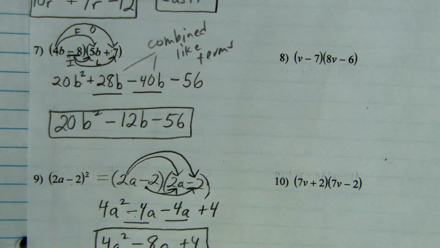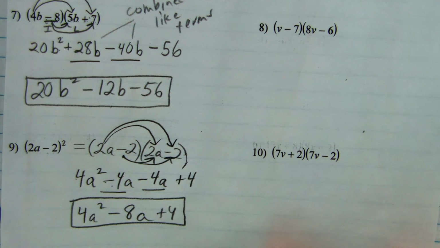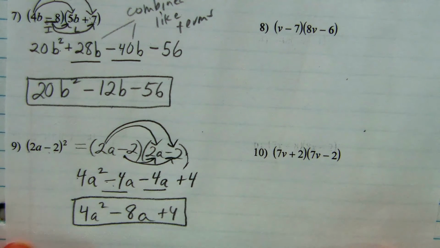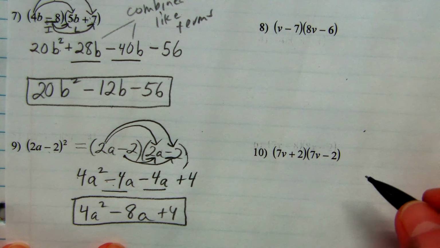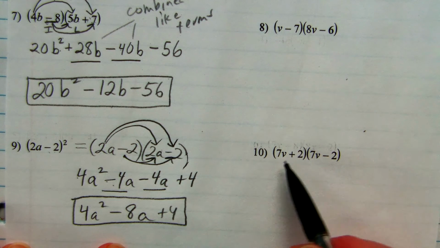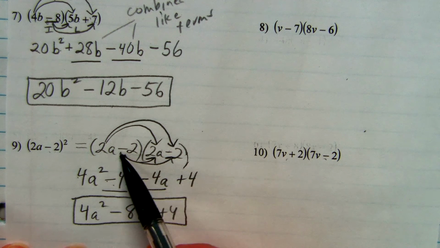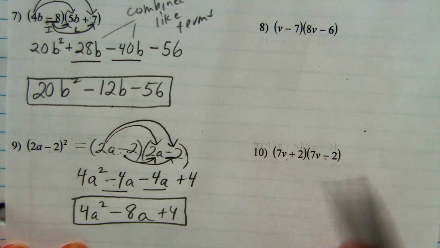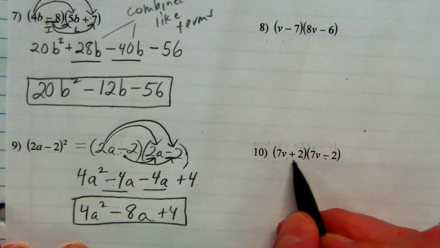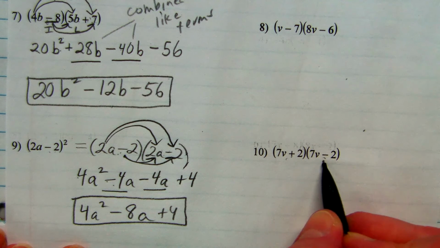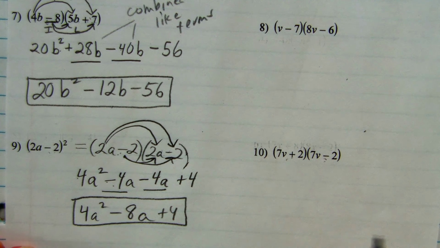I am going to do 10 because it's another special case. And then we'll be done. So on 10, it looks a lot like what we did here, except for one thing. Here I had the exact same thing twice. They both had minuses. On here they look exactly the same, but one's a plus and one's a minus. That's going to do something special.